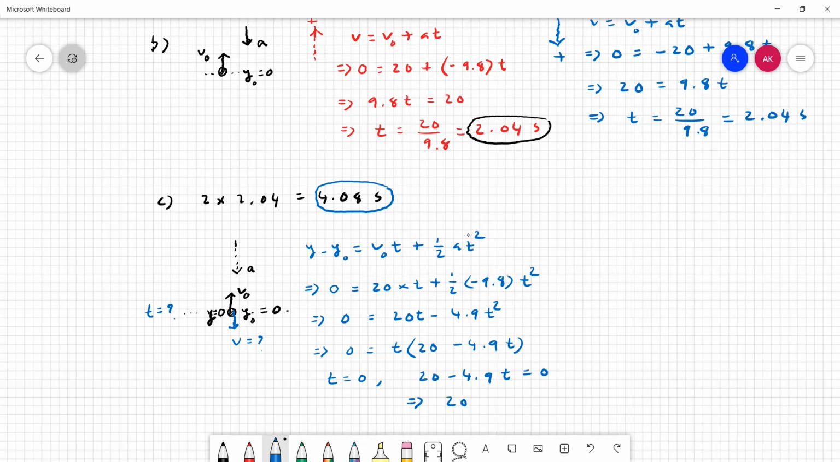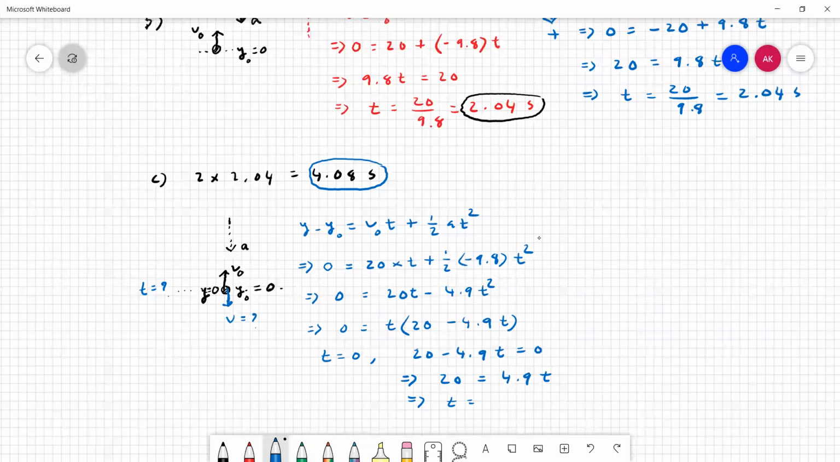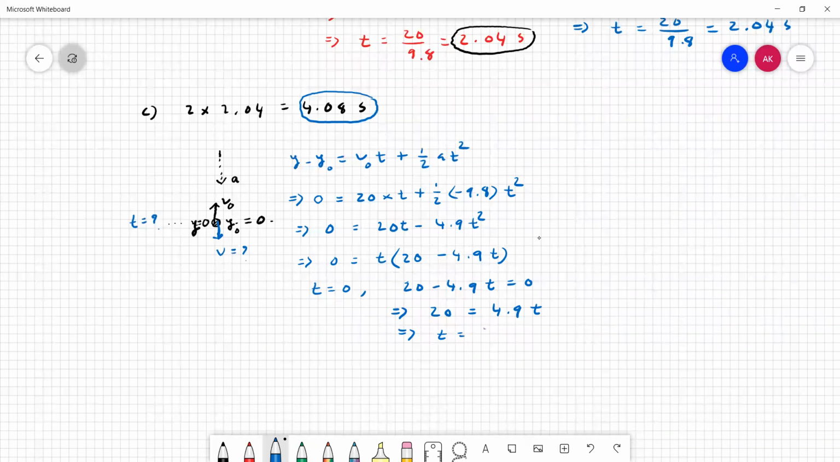I can transpose negative 4.9T to the right, so that will become that, and divide everything by 4.9. If you do so, how much are you going to get? You will get 4.08 seconds. Did you expect that?